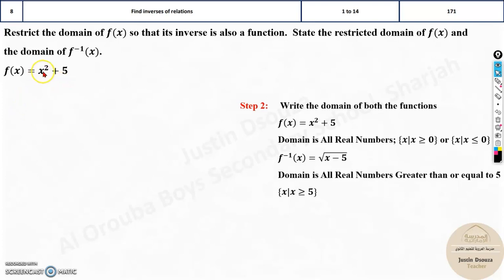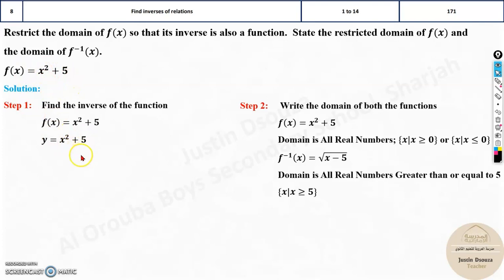Just now what we did, x squared plus 5, take this as y equals x squared plus 5, then swap the x and y. Instead of y you write x, and instead of x you write y, so it's x equals y squared plus 5. Then take this 5 to the other side, x minus 5 equals y squared. Then take the square root on both sides, that becomes y equals square root x minus 5. And what is this y? That is the inverse function, f inverse of x, square root x minus 5. This is the inverse. Okay.